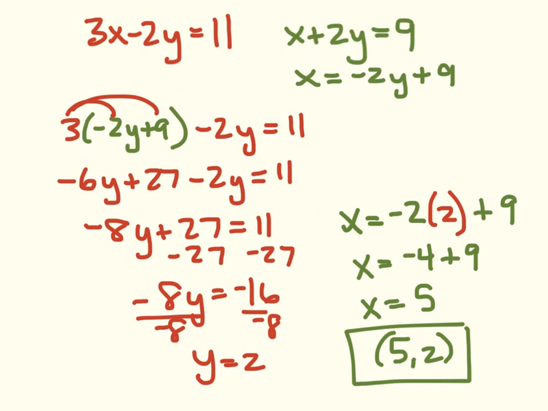And don't forget that if you ever want to check your solution, this point (5, 2) should satisfy each of our original equations. So just to show you right over here, 3 times 5 is 15 minus 2 times 2, so 15 minus 4 is 11. And on the right, replace the x with 5 plus 2 times 2 is 4. 5 plus 4 is 9. So you can always check your solution.